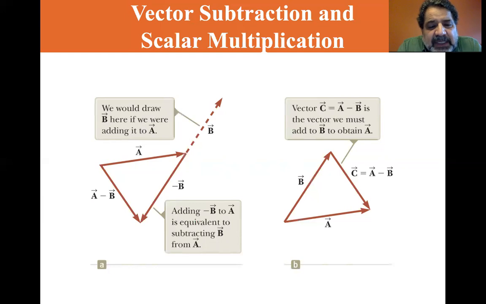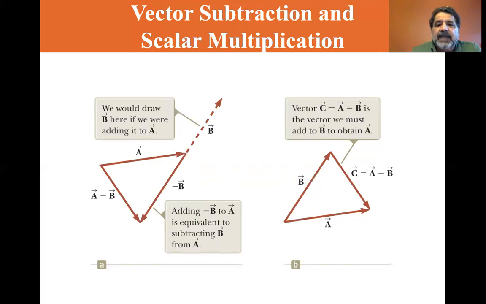Adding minus b to a is equivalent to subtracting b from a. Now be warned, vector subtraction is not commutative. Vector c equals a minus b is the vector we must add to b to obtain a. So c is the a minus b there.